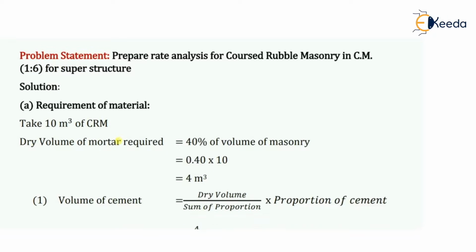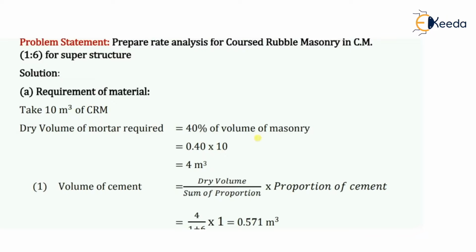Dry volume of mortar required will be 40% of volume of masonry. This is the 10 meter cube of total work, means total coarse rubble masonry or stone masonry is 10 meter cube. But mortar required will obviously be less than that. It is a thumb rule or standard method that you can assume 40% of volume of masonry. So 40% of 10 meter cube of work will be 4 meter cube. So dry volume of mortar required for the coarse rubble masonry is 40% of volume of masonry, that is 4 meter cube.